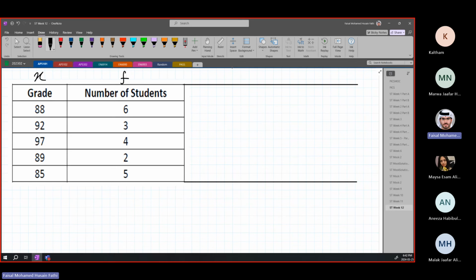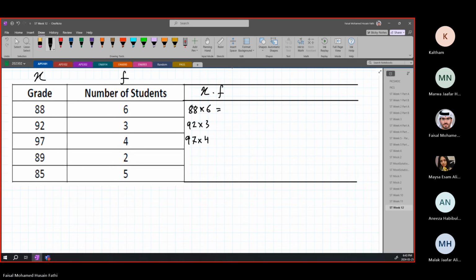The first thing that you need to find is your x times f. This is the first value that you need to find, which in this case is going to be 88 times 6, which is going to be equal to a number. The next one is 92 times 3. The next one is 97 times 4, and so on and so forth. 89 times 2 and 85 times 5.